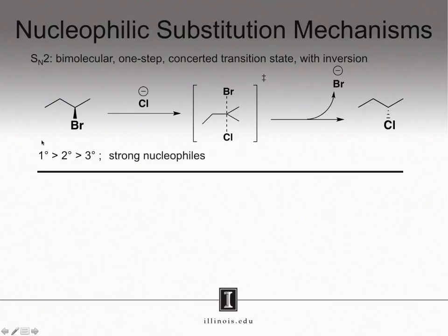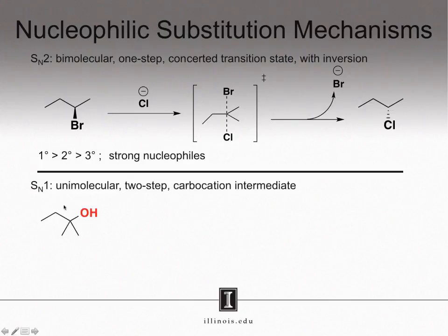Strong nucleophiles tend to favor an SN2 mechanism. The reason for this is strong nucleophiles tend to react quickly. Why would reacting quickly help to favor an SN2 mechanism? To help answer that, let's first discuss the SN1 mechanism. An SN1 mechanism is a unimolecular two-step mechanism that proceeds through a carbocation intermediate.